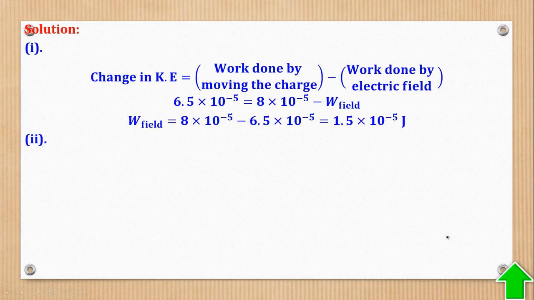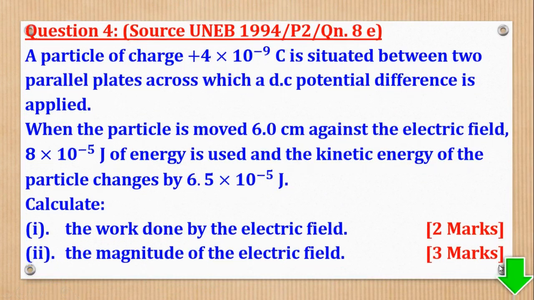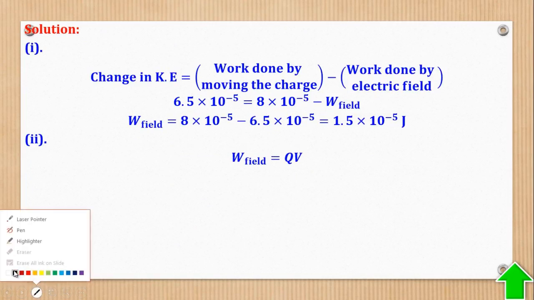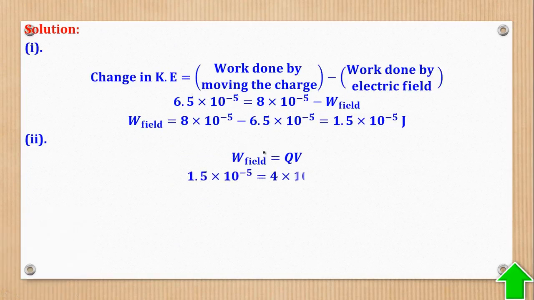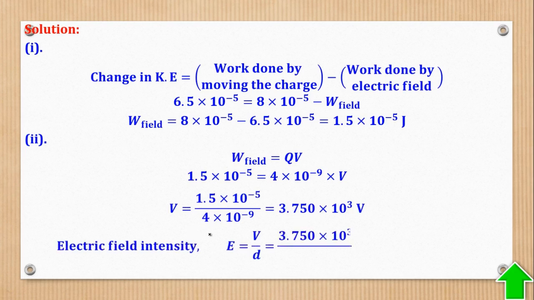Then for Roman 2, they wanted magnitude of the electric field. So we know that work done is equal to charge times potential difference. Therefore, work done is that, charge is that, potential difference we don't know. So we can make it the subject to get this as the potential difference. Therefore, electric field intensity is equal to V over D. V is here and D was given in the question. You'll be able to get your electric field intensity. And that's what they wanted.